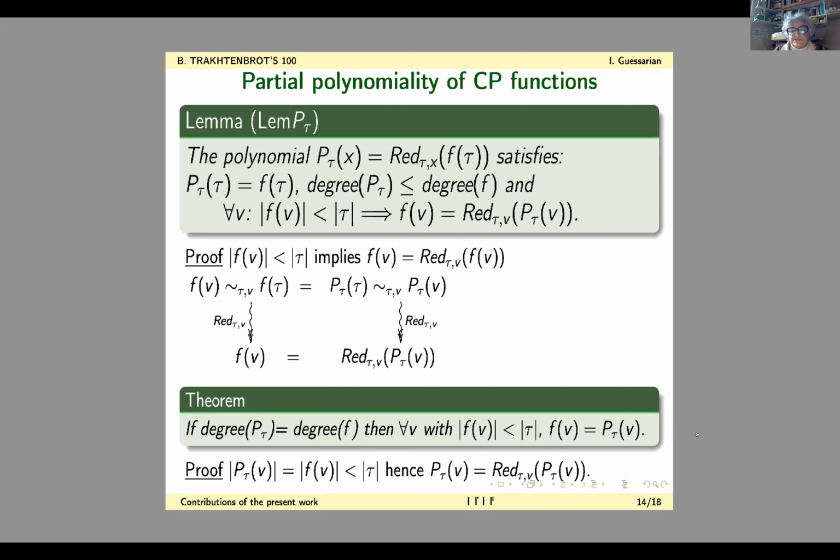And here is where the magic starts working and we are happy. Well, it's easy to see because if the degrees are equal, then the length of p tau of v is equal to the length of f of v, which is less than the length of tau. Hence, p tau of v is irreducible and it's equal to its reduct. So by the lemma p tau, we have f of v equals p tau of v.